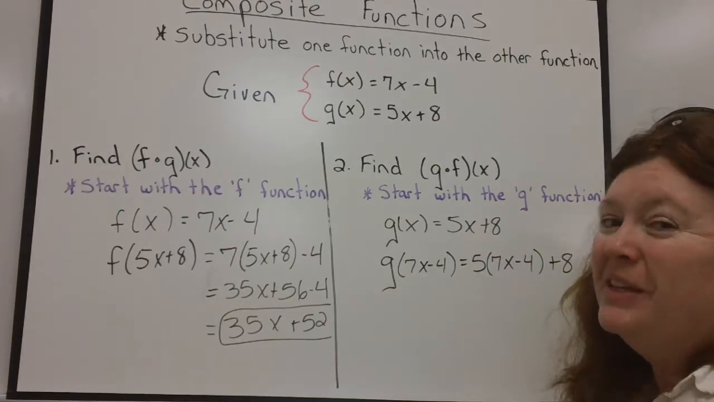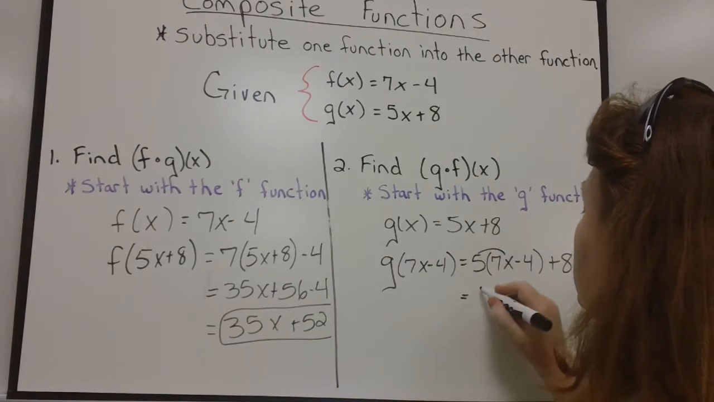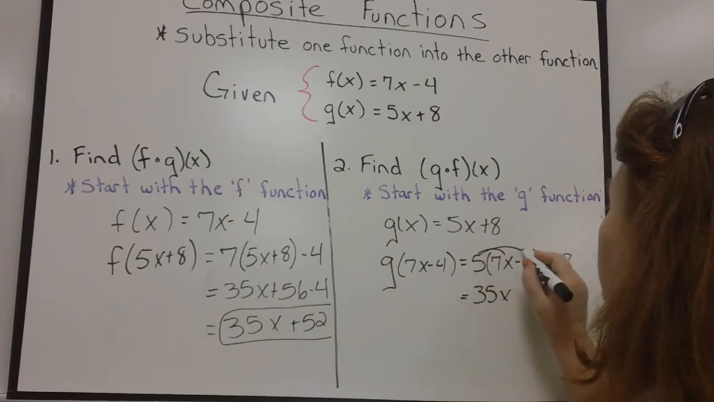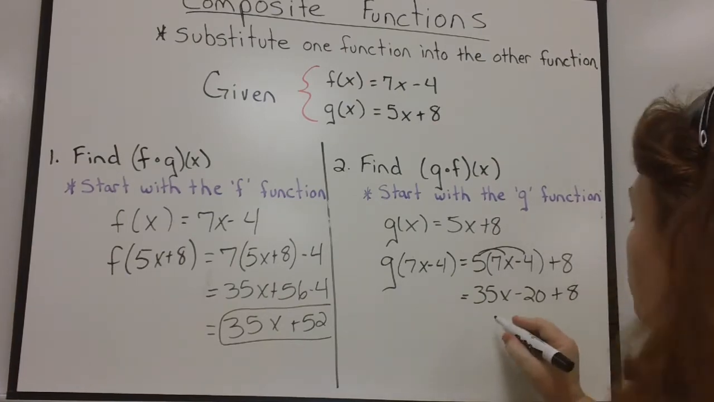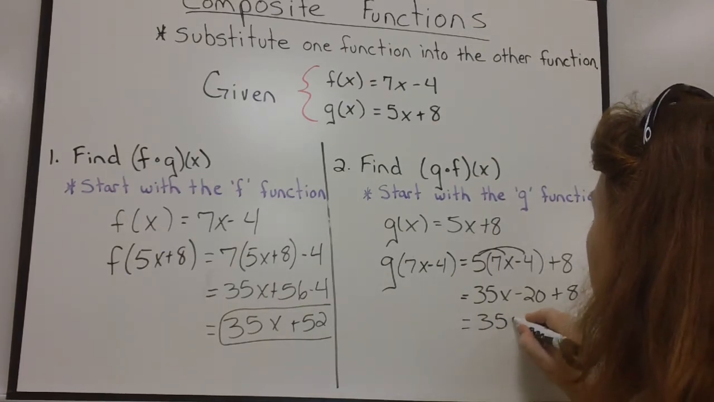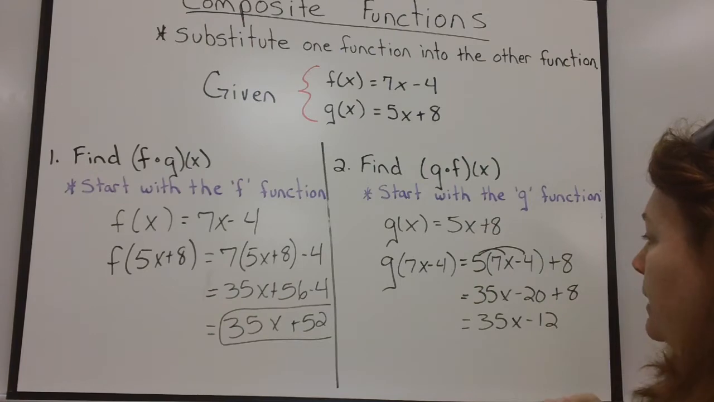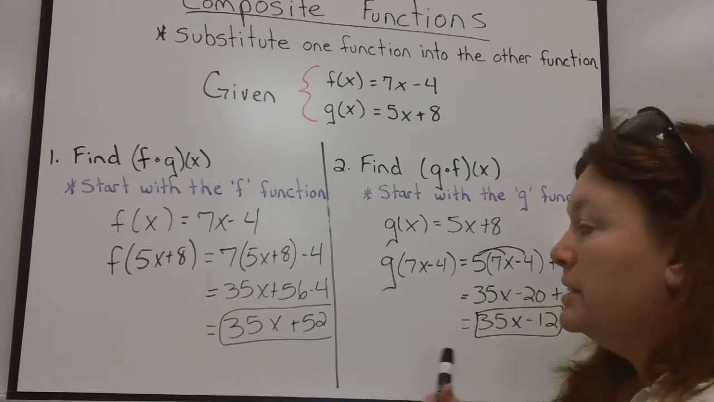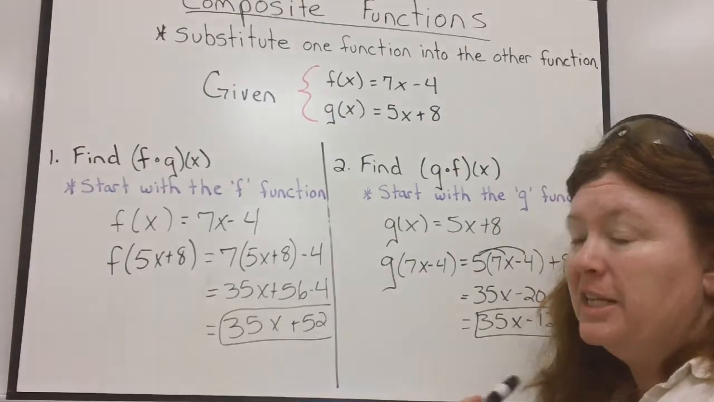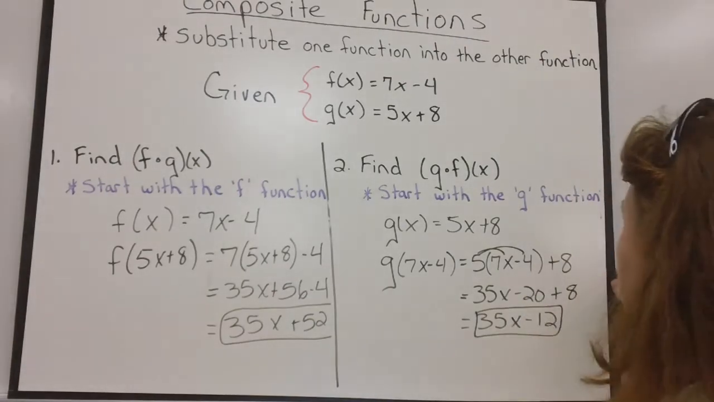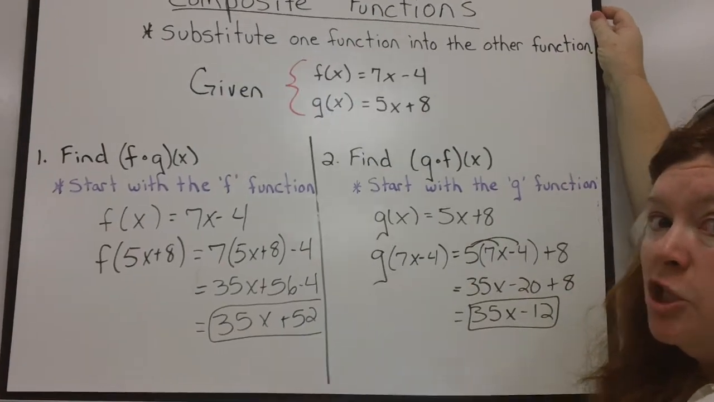Now all I have to do is distribute, simplify, and get a final expression. 5 times 7x is 35x. 5 times negative 4 is negative 20, plus 8. My final answer is 35x minus 12. Negative 20 plus 8 is negative 12. Notice in this case, I did not get the same answer. F of g of x is not the same as g of f of x. And so you can't assume you're going to get the same thing each time.